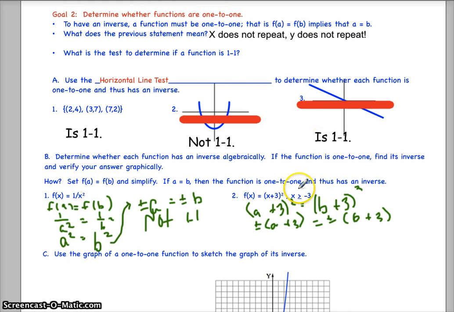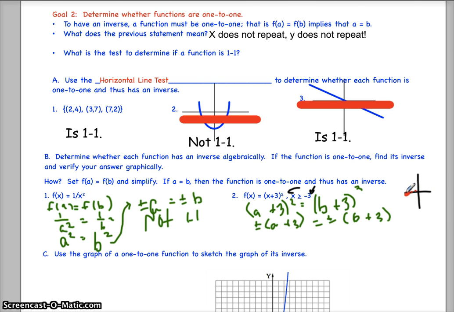On number 2, I have a domain. This domain says that x is greater than or equal to negative 3. Okay? Well, let's think about this. Remember, we just learned about transformations of functions. If I were to graph the parabola x plus 3 squared, you know that the plus 3 is inside parentheses, so it would move the graph 3 places to the left. 1, 2, 3. And here I am with my vertex at negative 3.